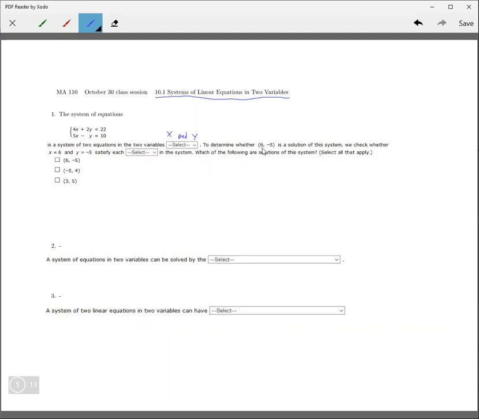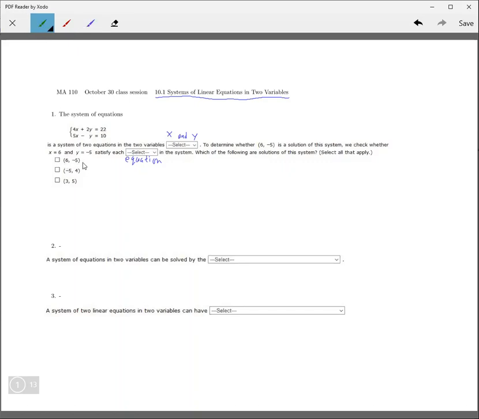Okay, now to determine whether the ordered pair (6, -5) is a solution of the system, we check whether x equals 6 and y equals -5 satisfy each equation in the system. Okay, so each equation. And then here we're supposed to check which of them are solutions.